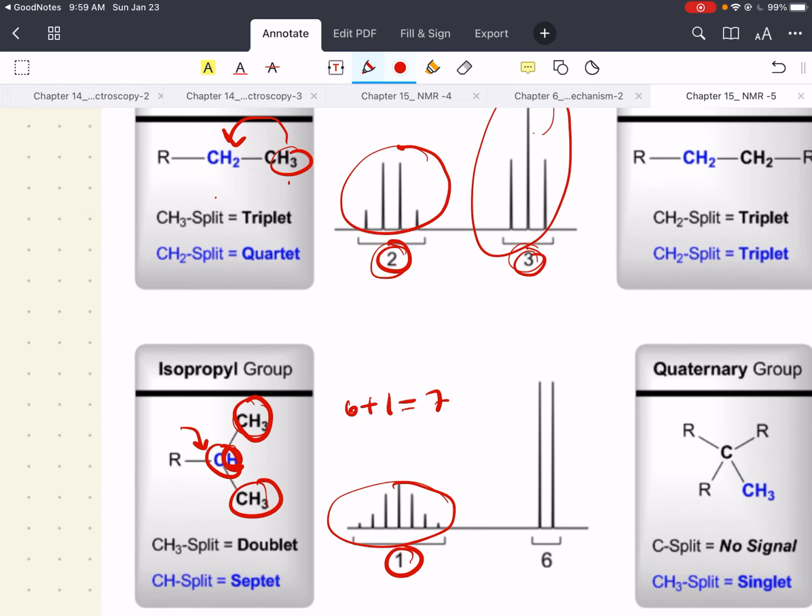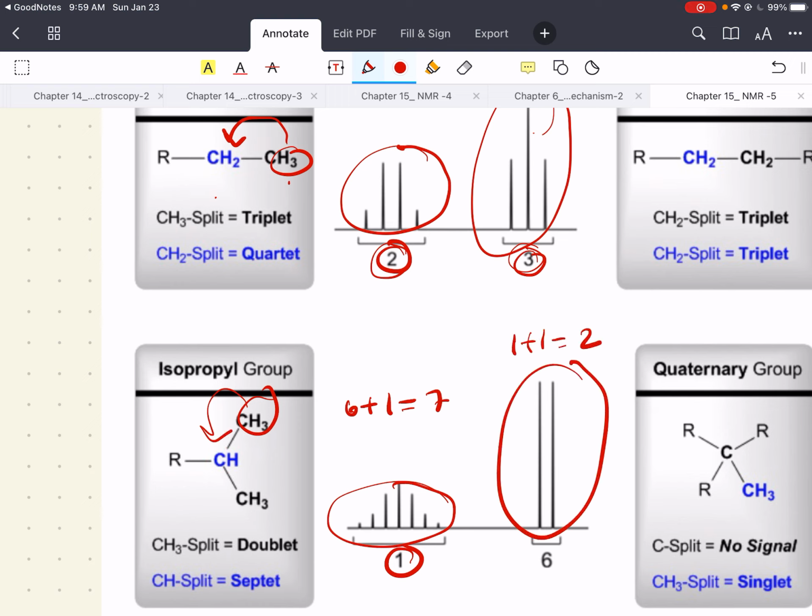And then whenever you look at your methyl, it has only 1 neighbor, so 1 plus 1 is 2, and it's going to appear as a doublet, and its integration is going to be 6, because both of these methyl groups are going to give off that same signal. So the integration for how many hydrogens give off this signal is going to be 6 total.